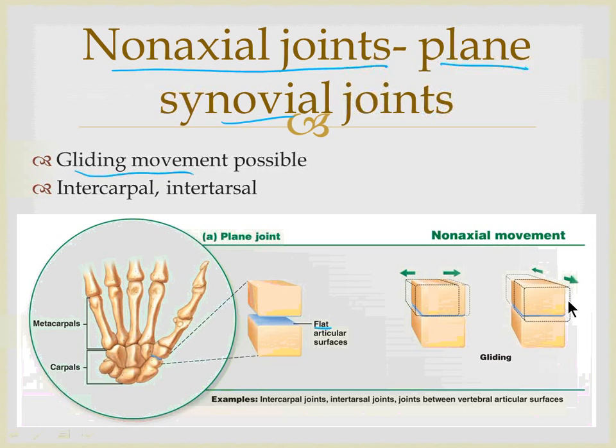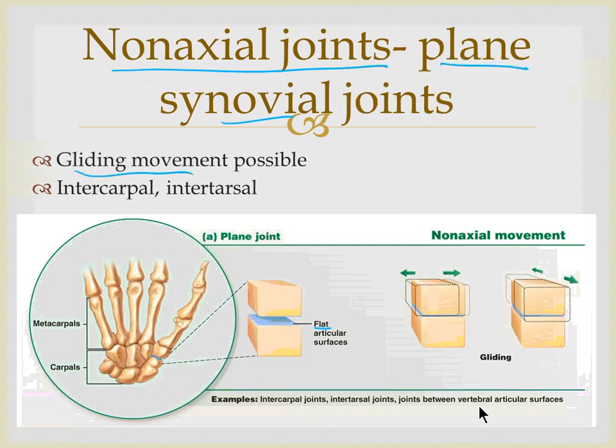Good examples of these joints are the joints present between the carpal bones and between the tarsal bones. So you can see here, between the carpal bones, these are intercarpal joints. If it was the foot, it would be the intertarsal joints. So this is where gliding movements occur. So these are plane synovial joints.